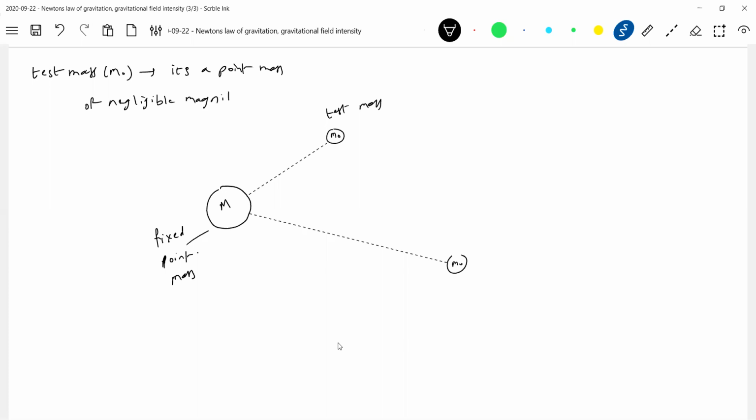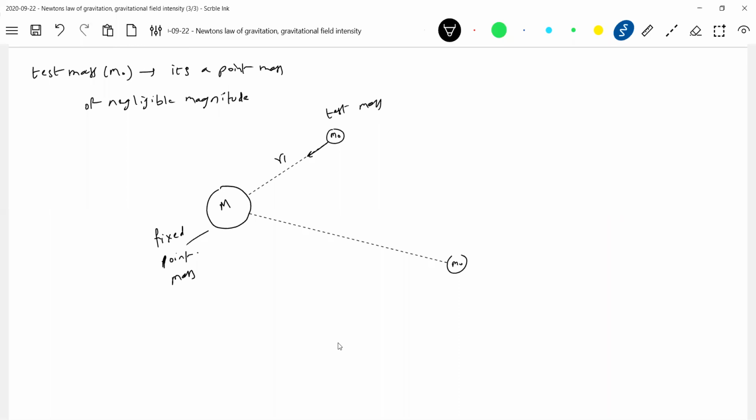of negligible magnitude. So what is the mass of this particle? 0.000000000 like that, but it's non-zero. It has a very small magnitude. It's an imaginary thing we are bringing in. So I am going to keep such a test mass near a point mass of mass m. Then let's go for Newton's laws of gravitation.